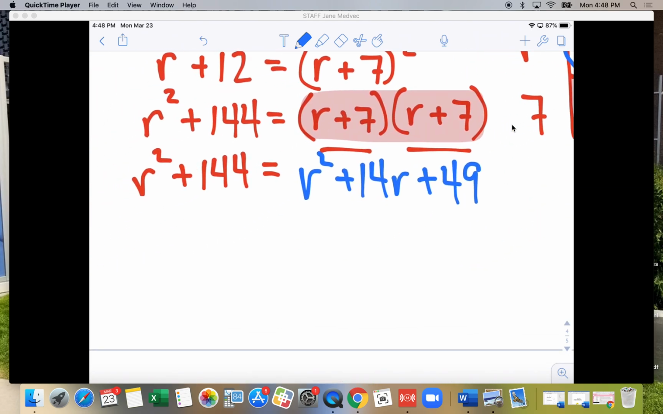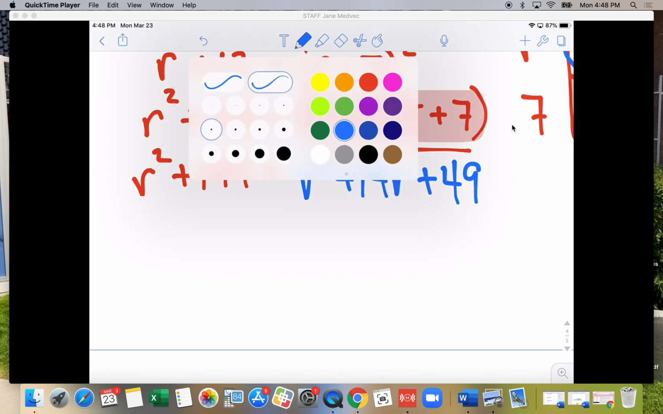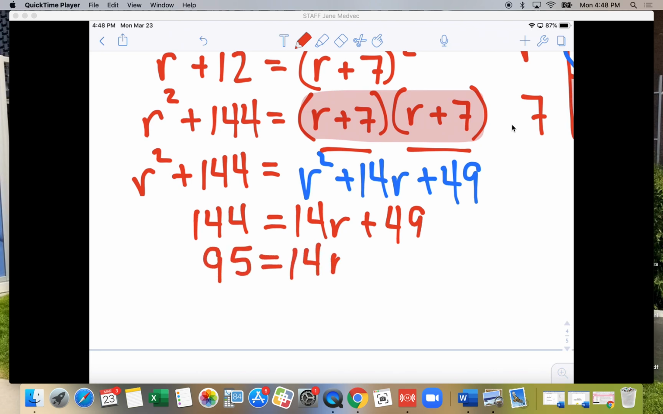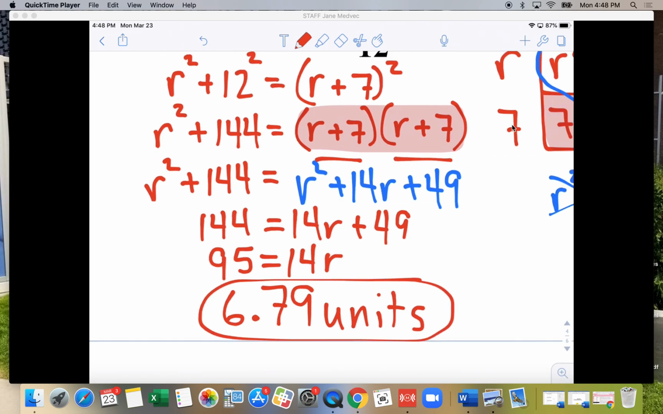Okay, so we're going to come back here. I'm going to subtract R squared from each side. So if I do that, I end up with 144 equals 14R plus 49. I'm going to subtract 49 from each side. So 144 minus 49 gives me 95. I'm going to divide by 14, and I end up with 6.79 units. And I'm just going to round to the nearest hundredth on that.